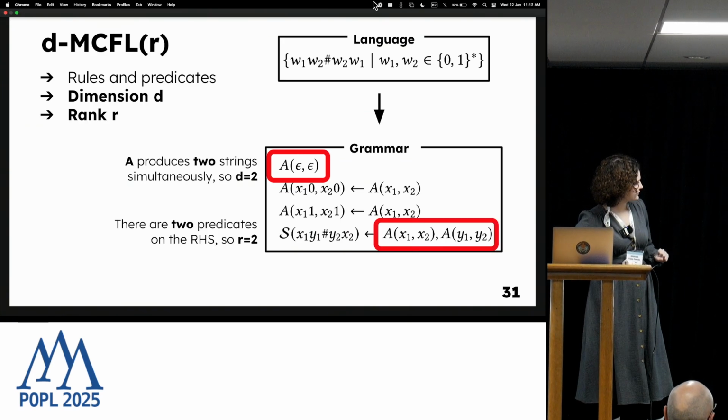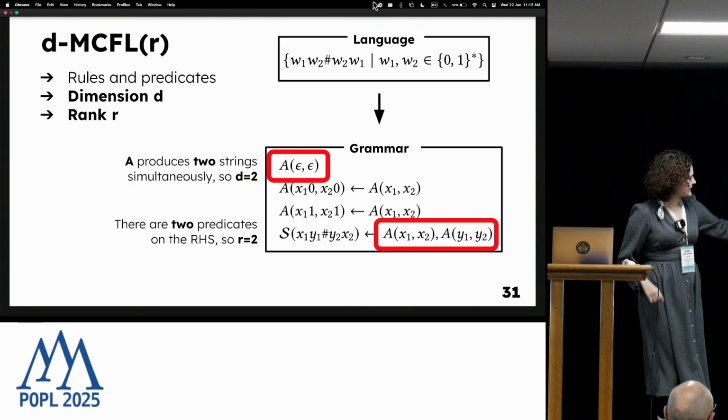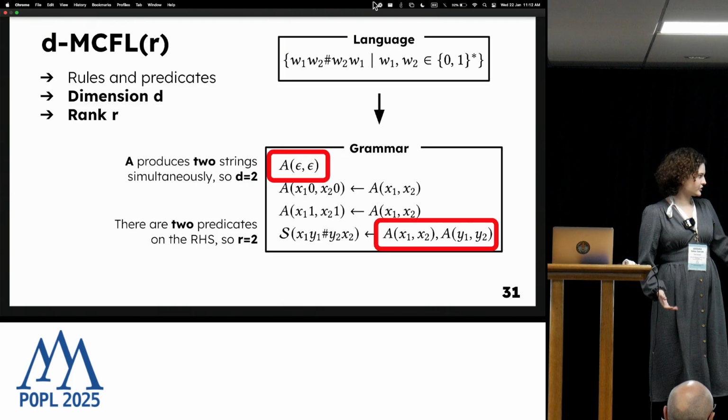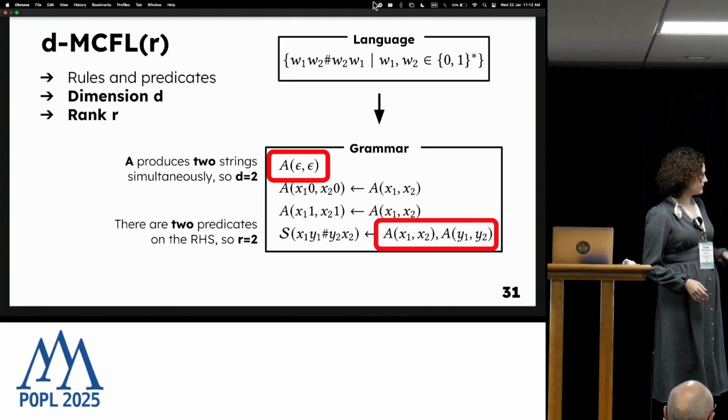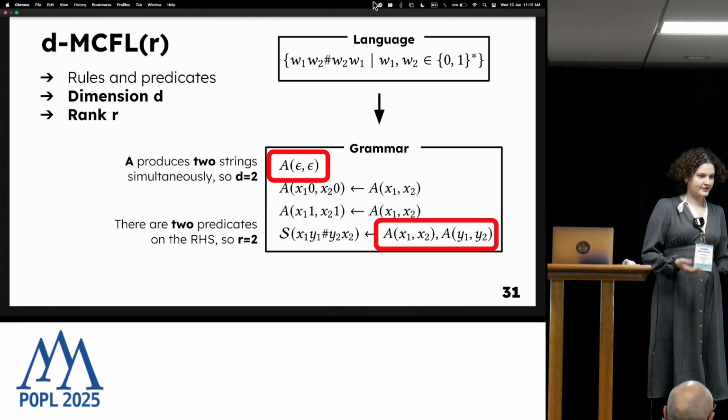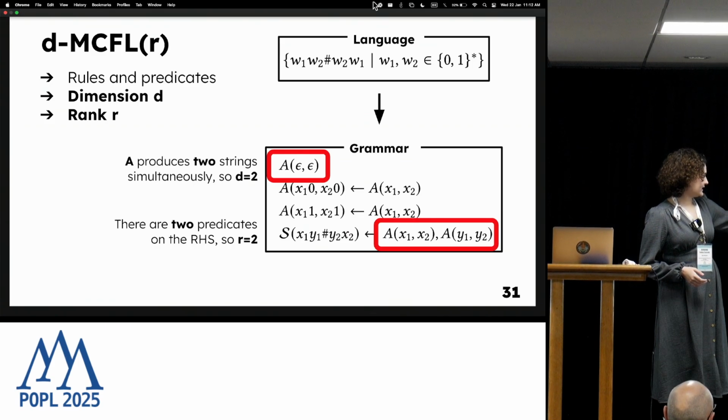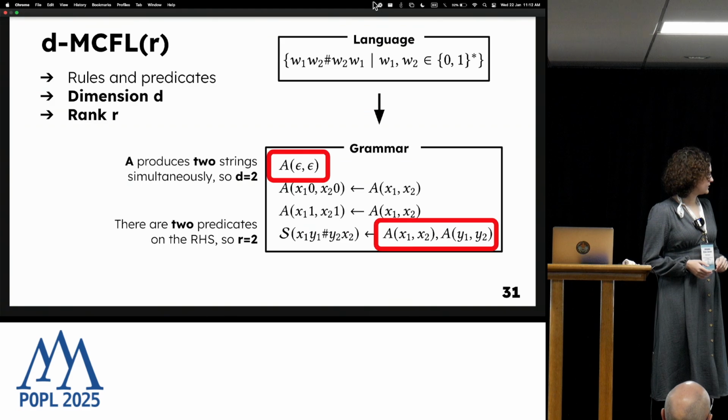And then we have this last rule here, in which we say that if A recognizes x1, x2, so x1 equals x2, and A recognizes y1, y2, so y1 is equal to y2, then S recognizes xy, hashtag yx, which is the language that we were looking for before.